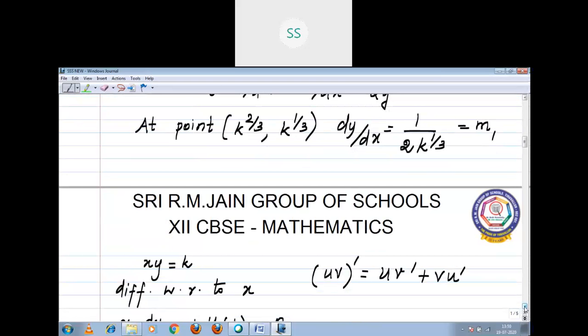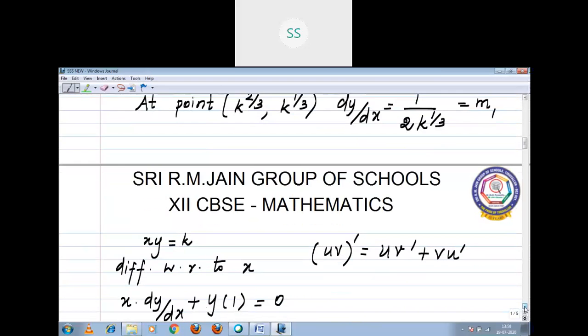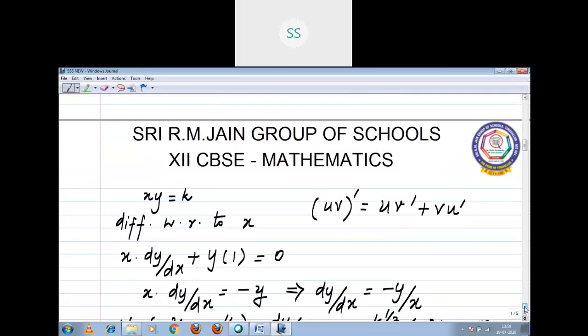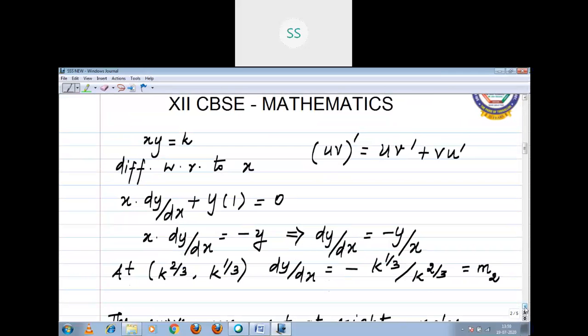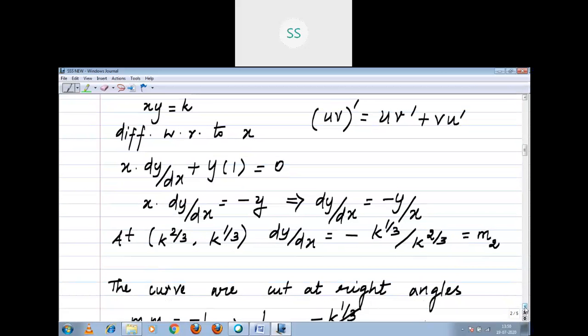Next, xy equal to k. Here also you differentiate with respect to x, applying the product rule: x into dy by dx plus y into 1. Then dy by dx you arrive at as minus y by x. Then at k power 2 by 3, k power 1 by 3, you arrive at minus k power 1 by 3 divided by k power 2 by 3. That is your m2.